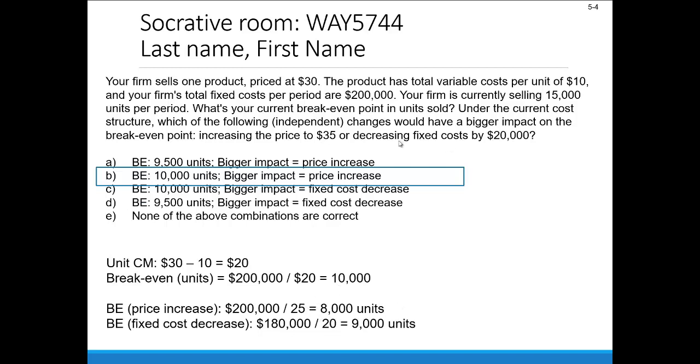If instead I was able to decrease fixed costs by 20,000, my new break-even point would be the 200,000 in fixed cost minus 20,000, so 180,000, divided by that original unit CM of $20, for a break-even point of 9,000 units. So the biggest impact would be that price increase. It would move break-even from 10,000 units to 8,000 units rather than 10 to 9.